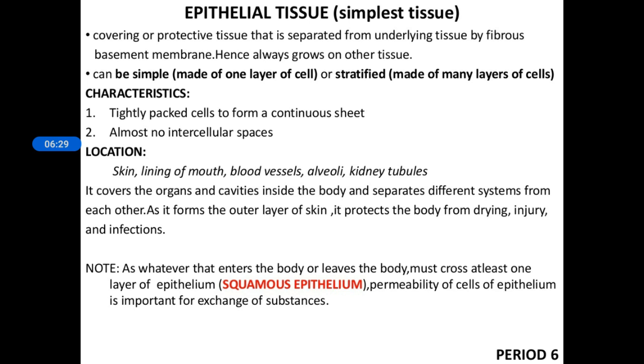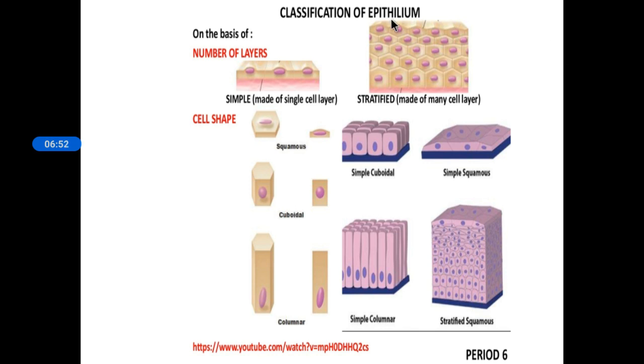So whatever enters or leaves the body should at least cross this epithelial outer cover, that is the squamous epithelium. This is about the epithelium, and we need to know the different types of epithelial tissue based on their location, structure, etc. Here you can see the classification of epithelium based on the number of layers.